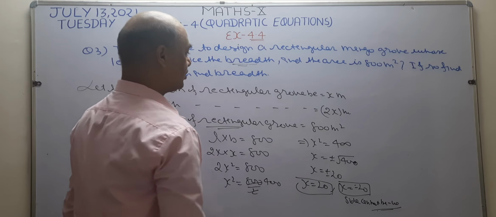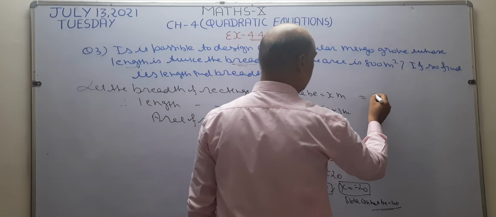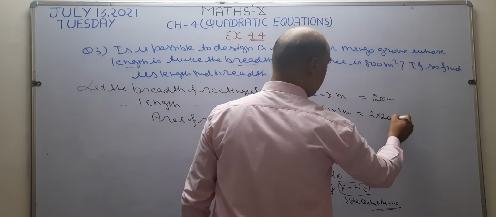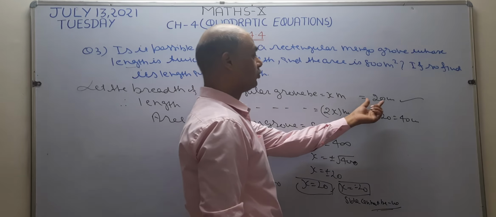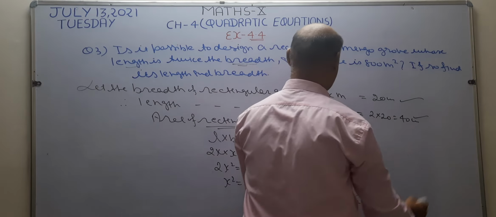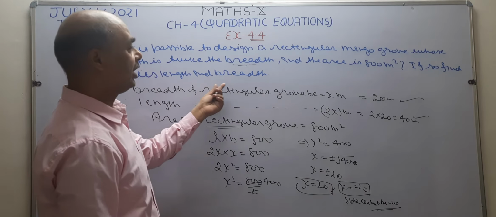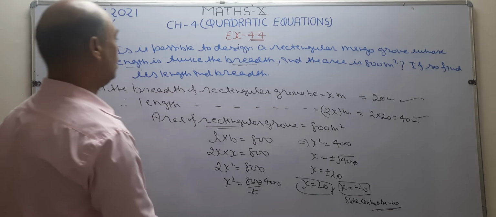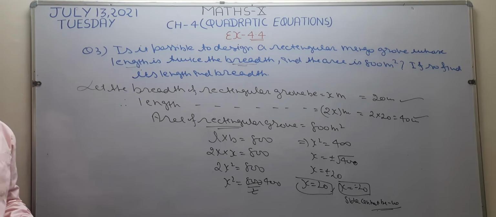When I take x equal to 20, it means the breadth of the rectangle becomes 20 meter and the length becomes 40 meter. So the breadth of the rectangular groove is 20 meter and the length of the rectangular groove is 40 meter. This is the answer of this question. In the end, he asked to find the length and breadth, so the rectangular design is possible, with breadth 20 meter and length 40 meter.